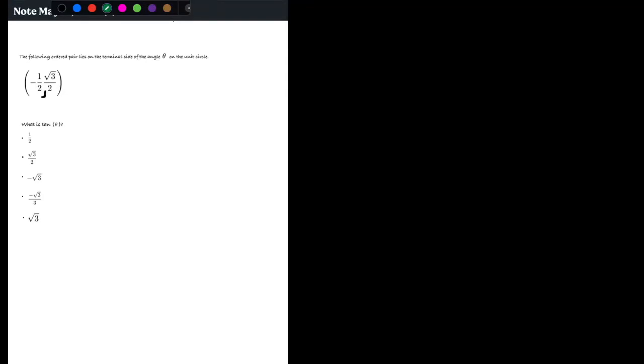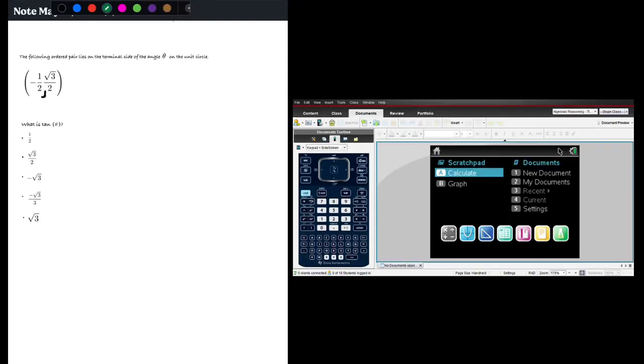Today, I'm going to help you solve problems like this. In this type of problem, what we're going to do is find the tangent given a coordinate point, okay? This coordinate point says the following ordered pair lies on the terminal side of angle theta on the unit circle, okay?